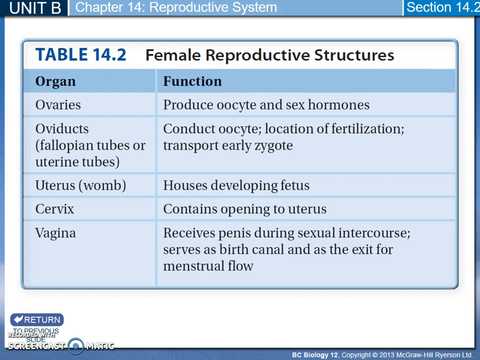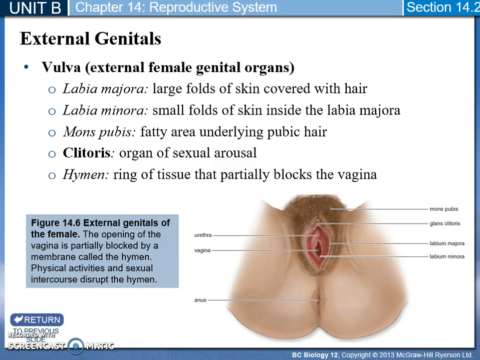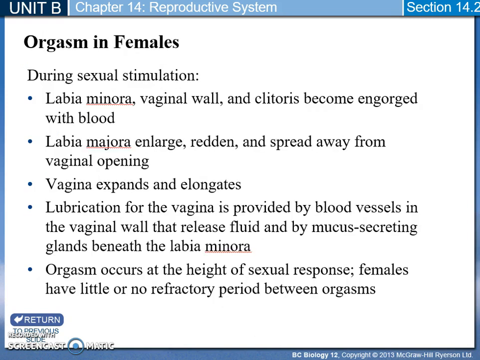Again, here are the female reproductive structures that we've referred to. This is a diagram of the external genitalia of the female, where you have the labia majora, which are the large folds of skin, the labia minora, the smaller folds inside the labia majora, and the mons pubis, which is an area overlying the pubic bone of the pelvic structure. We also have the clitoris, which is the organ of sexual arousal, and the hymen, which is the ring of tissue that partially blocks the vagina.